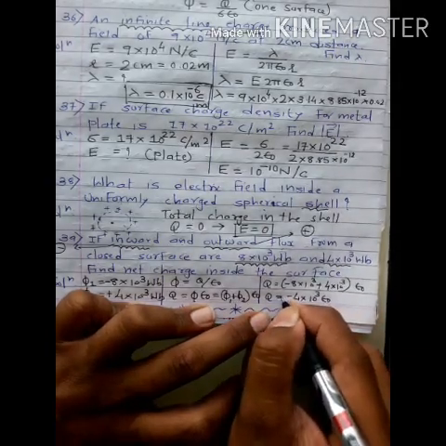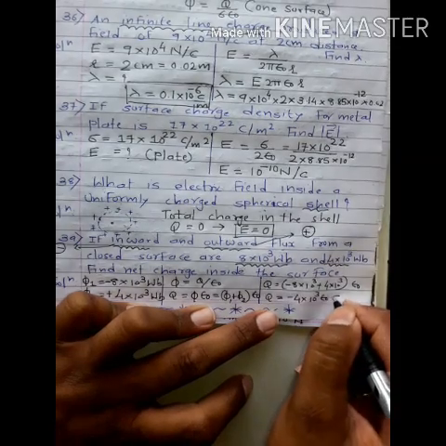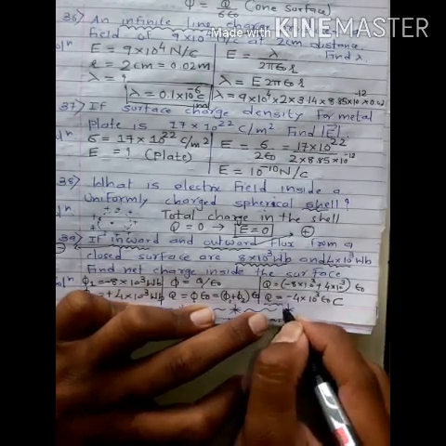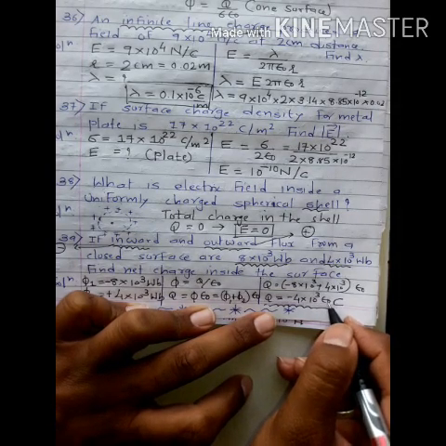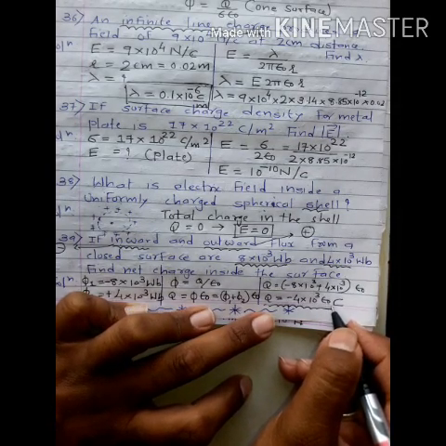So this is our value of charge, clear, and unit of charge is coulomb. Suppose we want its final value, so substitute value of epsilon 0, so you can find its final value.